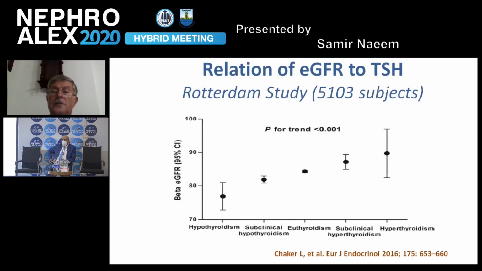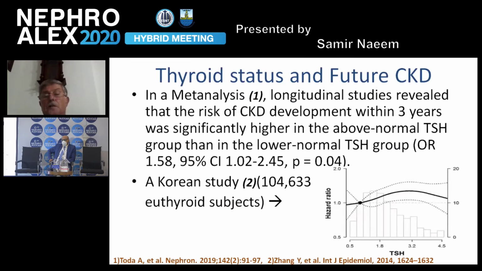So it's important to do prospective follow-up studies. And in these two studies I am showing, these were among euthyroid patients. And they have shown that the risk of chronic kidney disease development within 3 years was significantly higher in patients with high TSH, meaning in patients with hypothyroidism. And another study from Korea did show that. So this is the high TSH associated with increased risk of having chronic kidney disease.